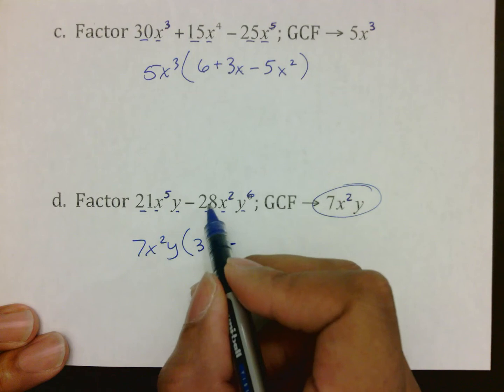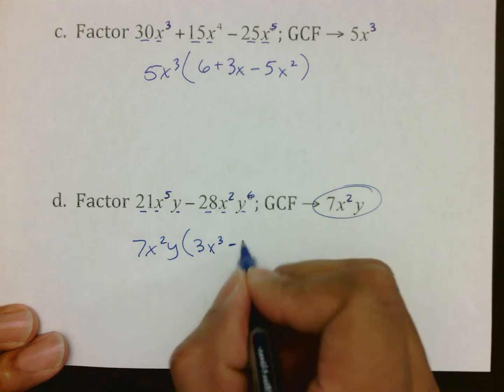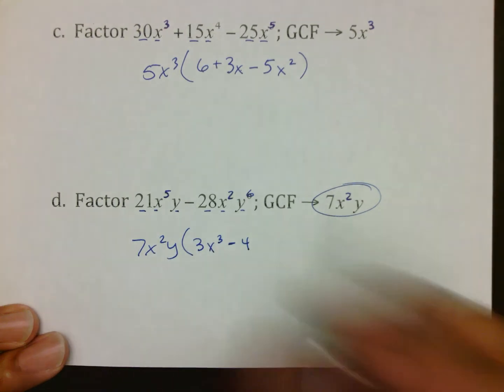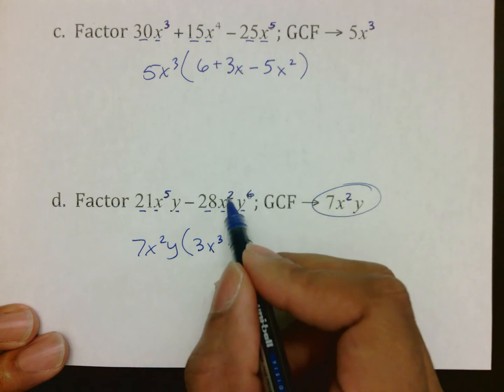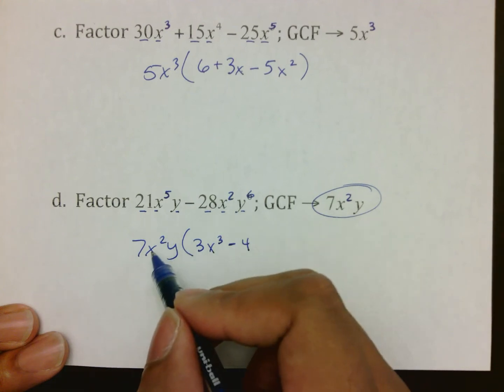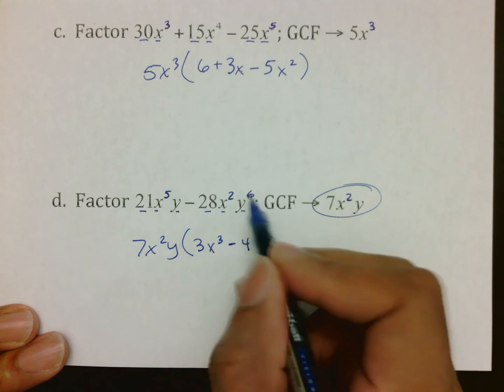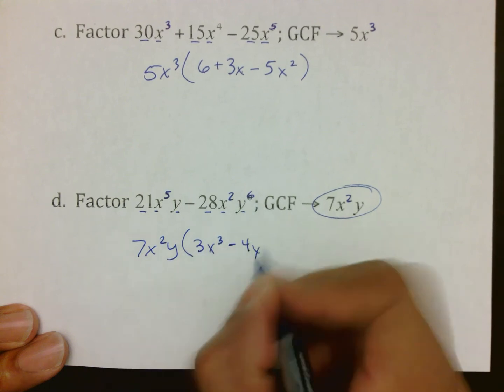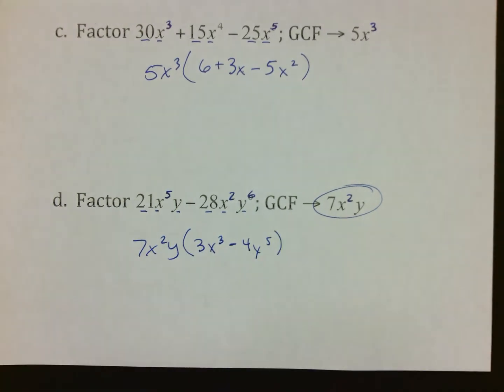28 has to change. 28 divided by 7 is 4. If you don't know, just use your calculator. Here I have 2 x's. I took 2 x's off. That means there's no x's left, so I don't write anything. But here I have 6 y's. I took 1 y off. That leaves me with 5 y's. And that is what we are looking at on that.